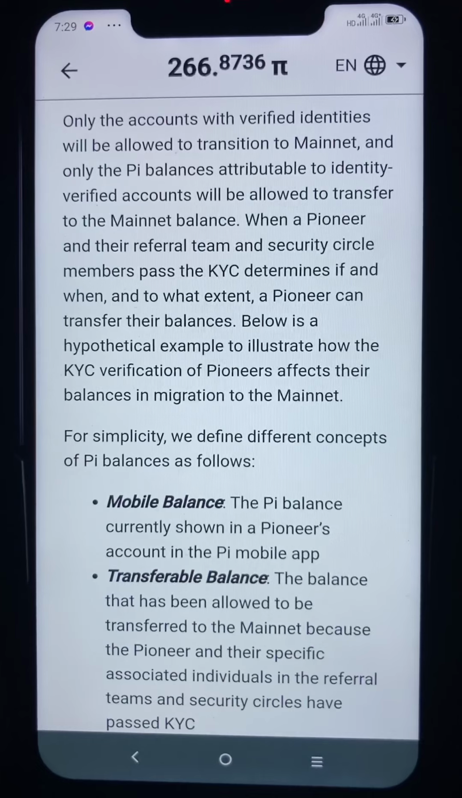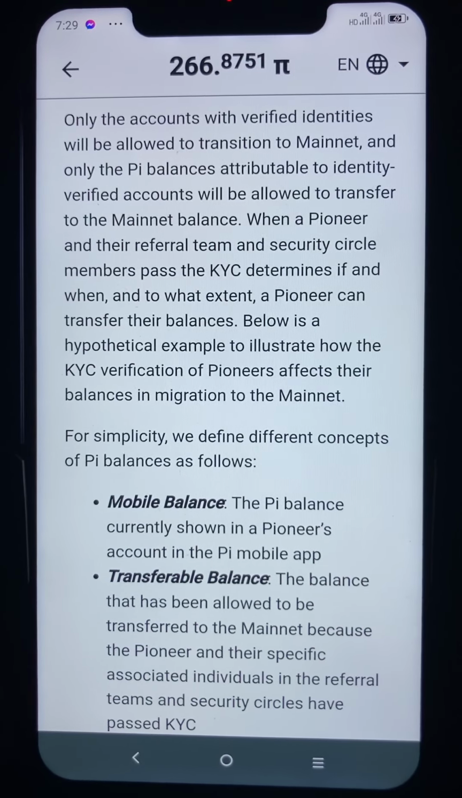Only the accounts with verified identities will be allowed to transition to Mainnet, and only the Pi balances attributable to identity verified accounts will be allowed to transfer to the Mainnet balance. When a pioneer and their referral team and security circle members pass the KYC, that determines if, when, and to what extent a pioneer can transfer their balances. Below is a hypothetical example to illustrate how KYC verification of pioneers affects their balances in migration to the mainnet. Okay, medyo example na lang naman to eh.